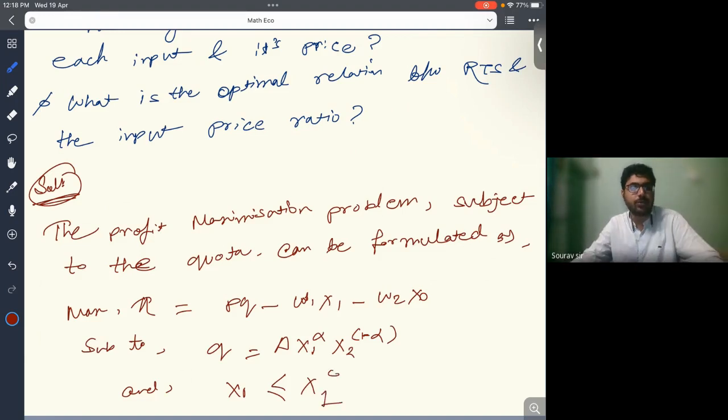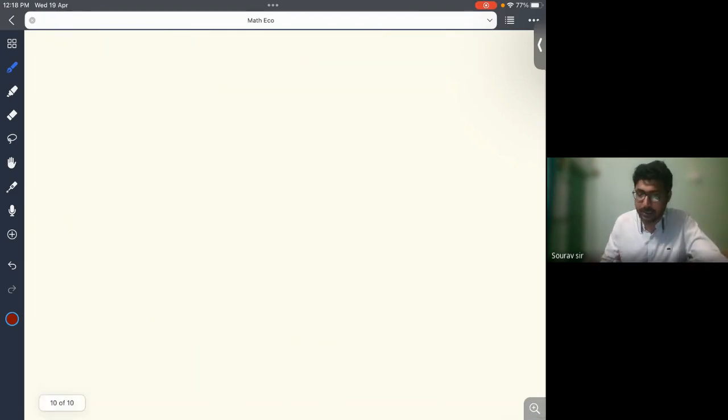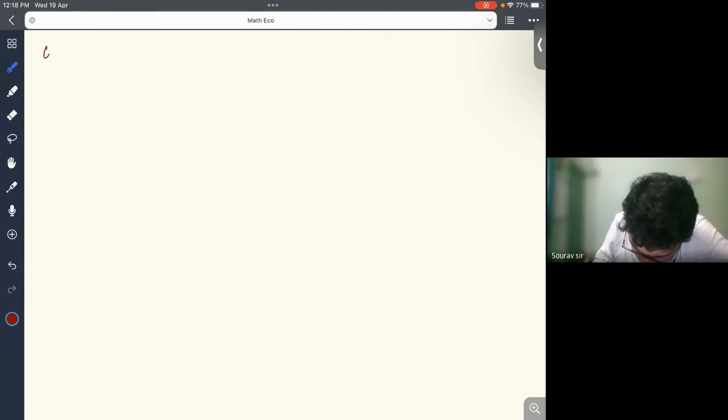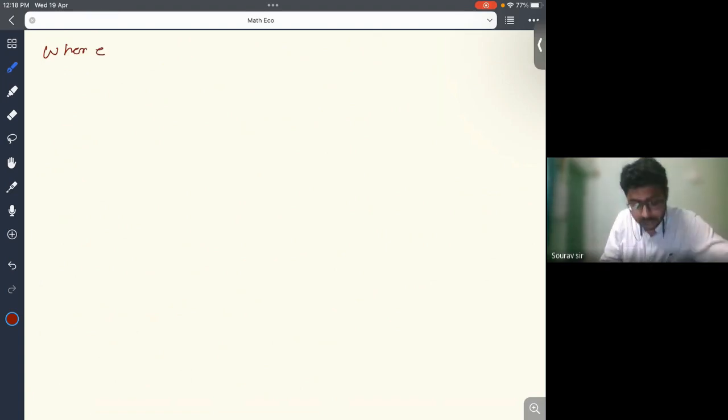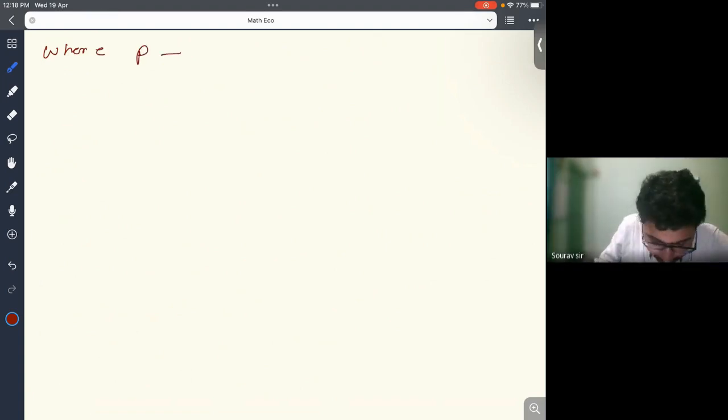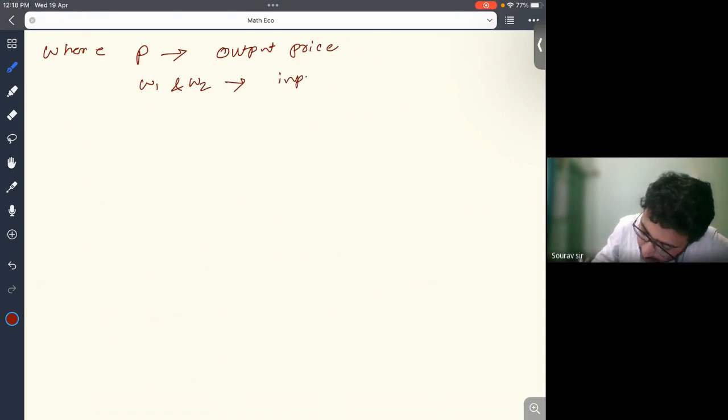Here P is the output price, W1 and W2 are the input prices, and X1 to the power 0 is the quota restriction, as given in the question.